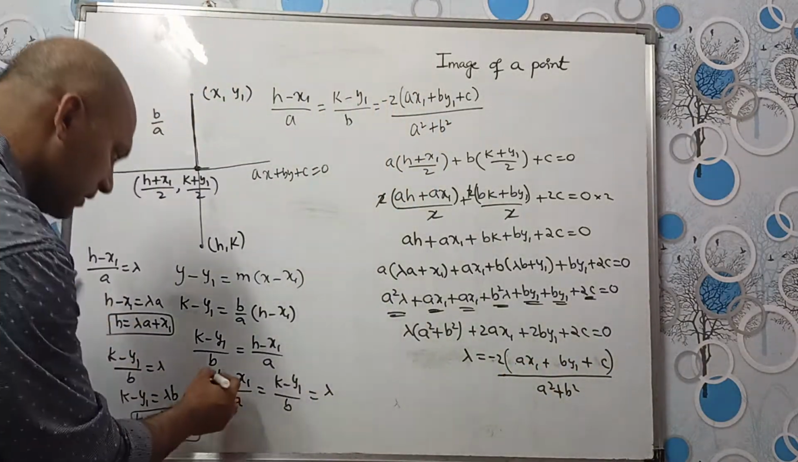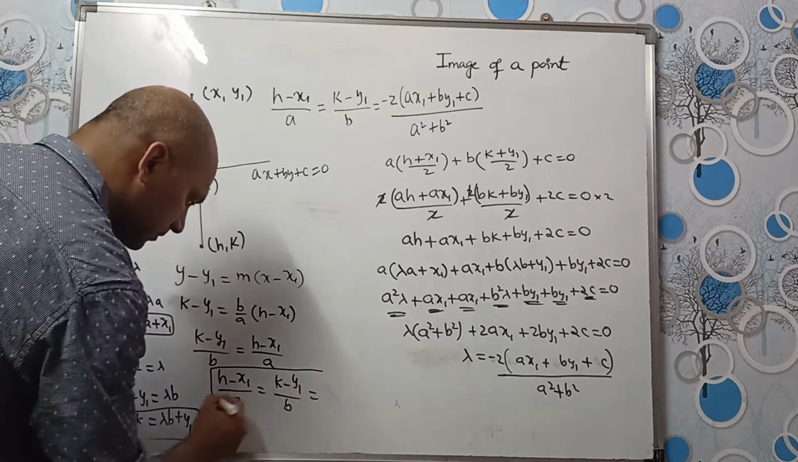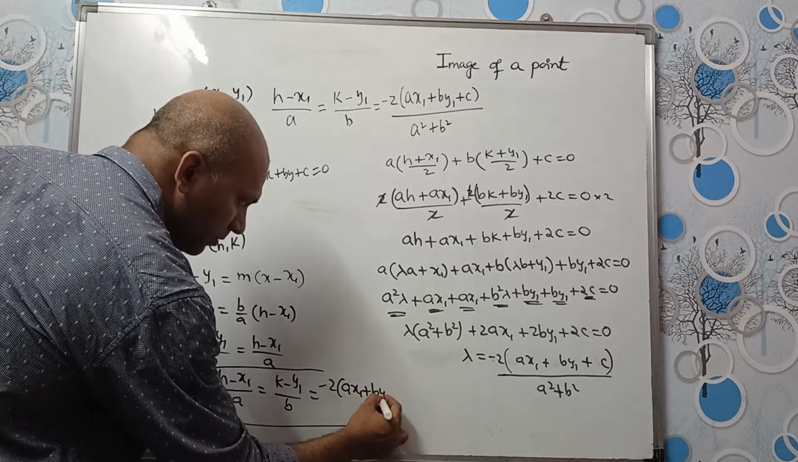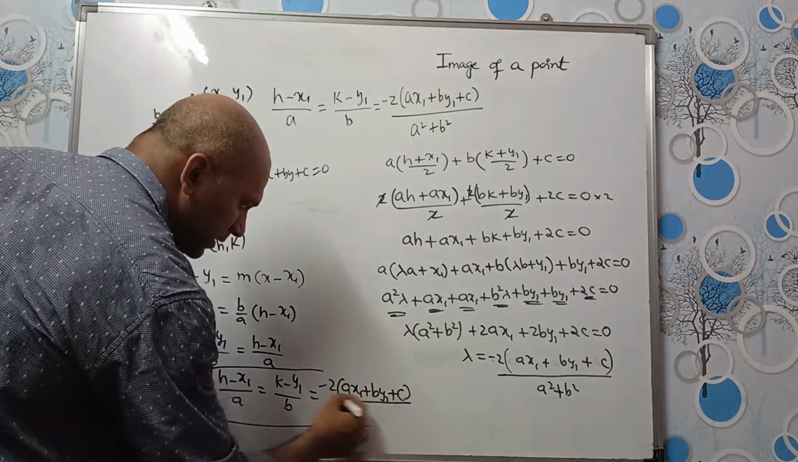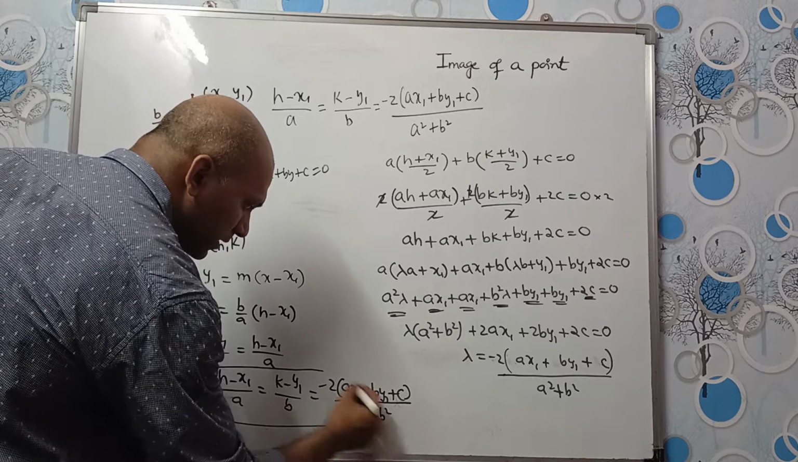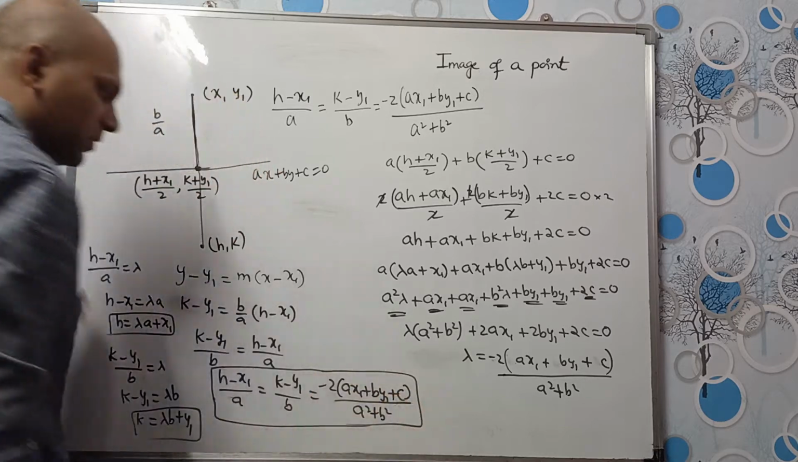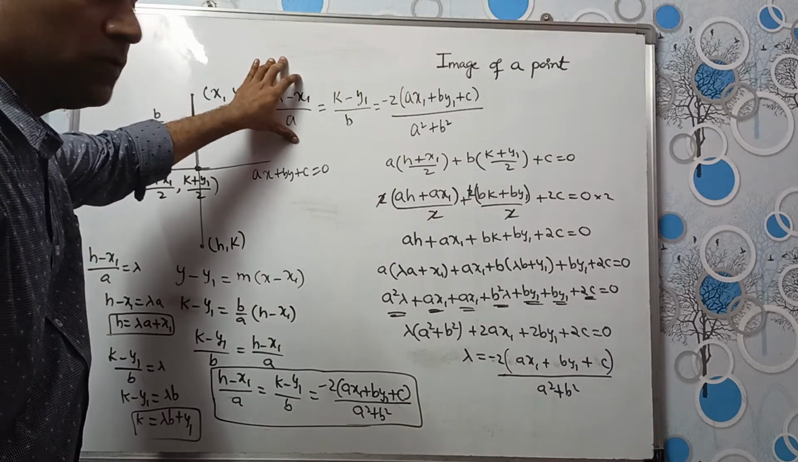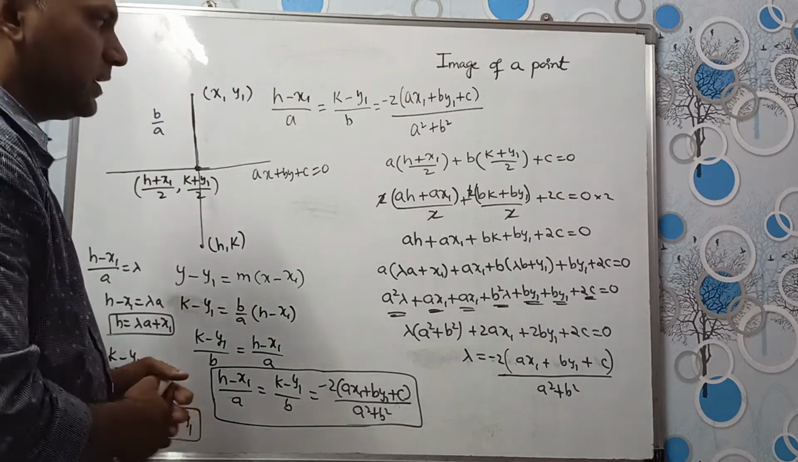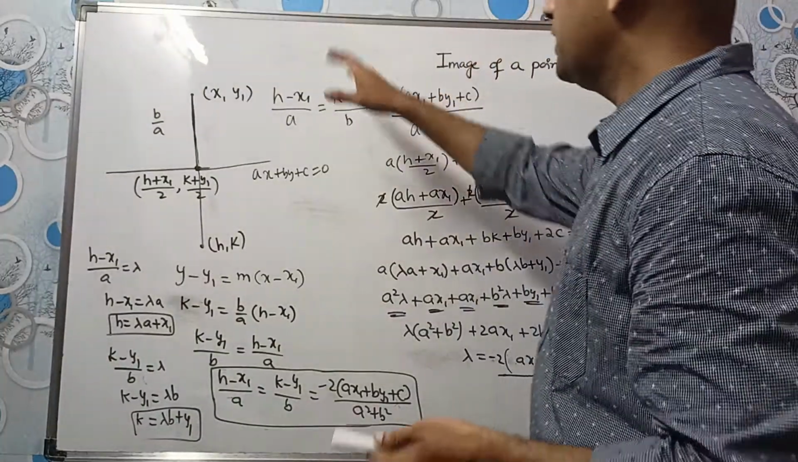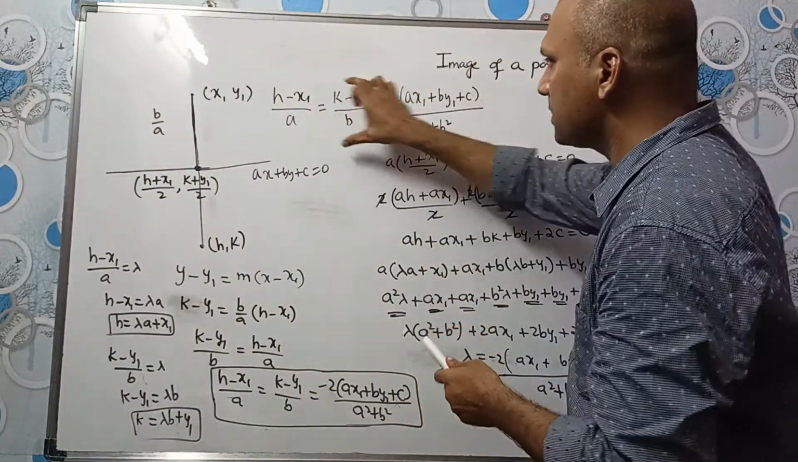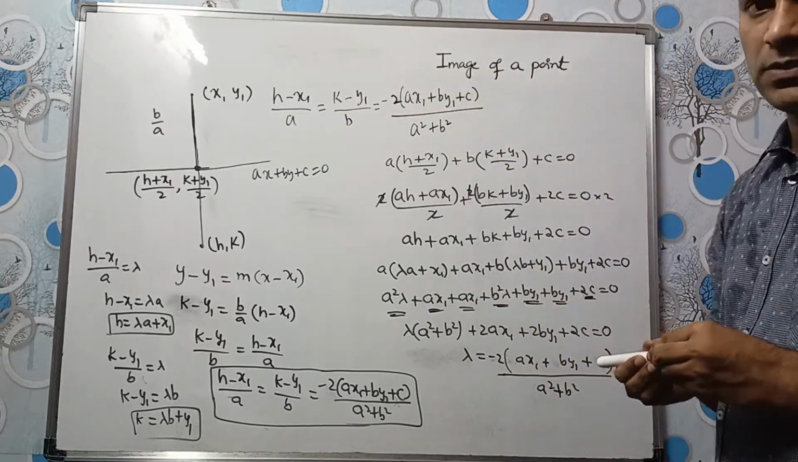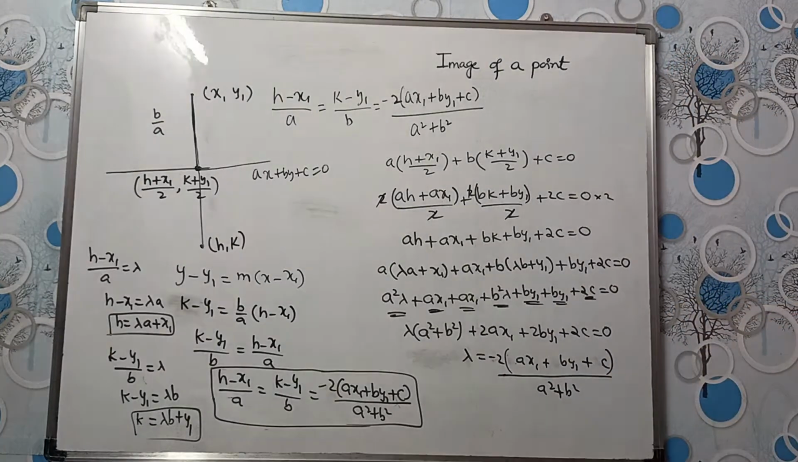Okay. Now let us substitute that value of lambda here. Minus 2 times ax1 plus by1 plus c divided by a square plus b square. Okay. This is the formula to find the image of a point. Alright, I hope this is clear. Foot of perpendicular will be like this. This is the foot of perpendicular formula, and image of a point is this formula. Okay. Let us do few problems now.